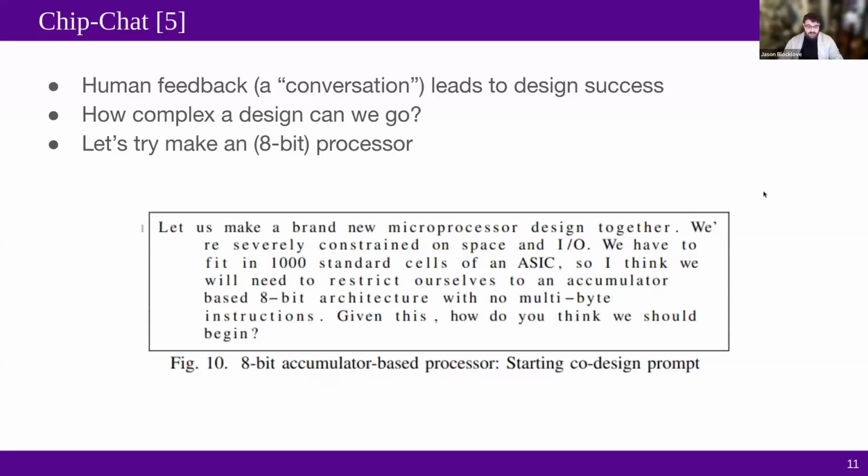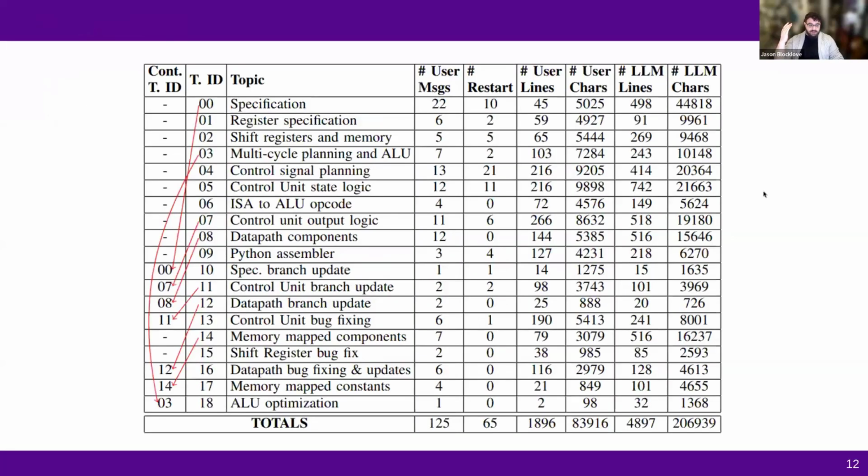So the idea here was, let's make a basic processor. We only had 1,000 standard cells. We only had 8 inputs and 8 outputs, the inputs including the clock and reset. So it was a heavily constrained design. And we pretty much said, let's build a microprocessor. We want it to be an accumulator-based 8-bit architecture, no multi-byte instructions, because we only have the 8-bit inputs. How should we begin? And we ended up with these 18 conversations, all with ChatGPT 4.